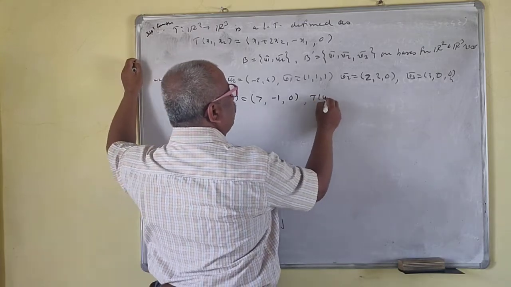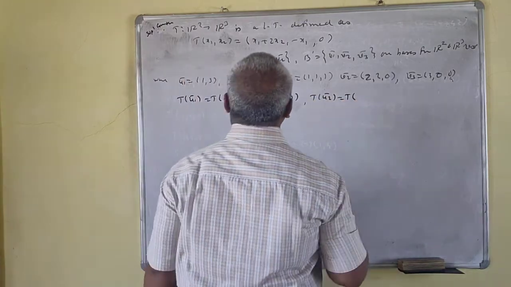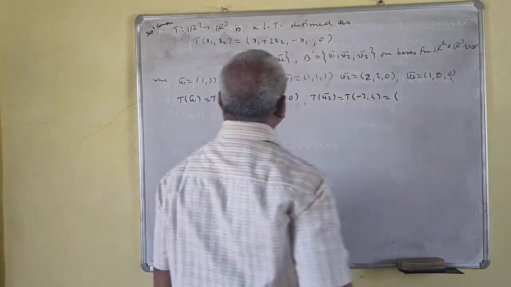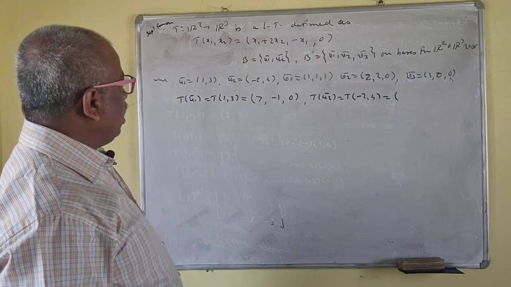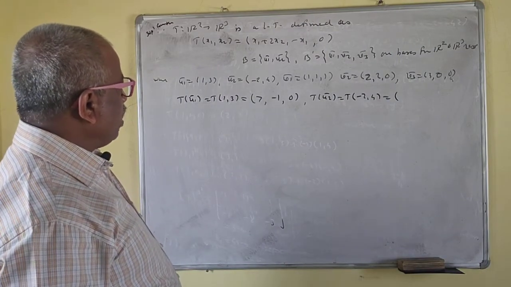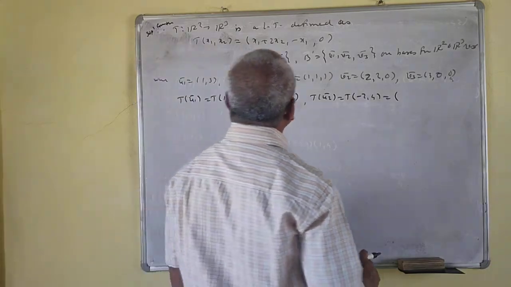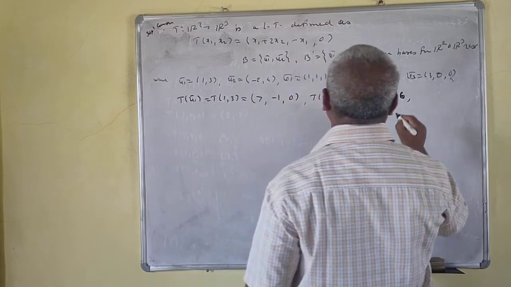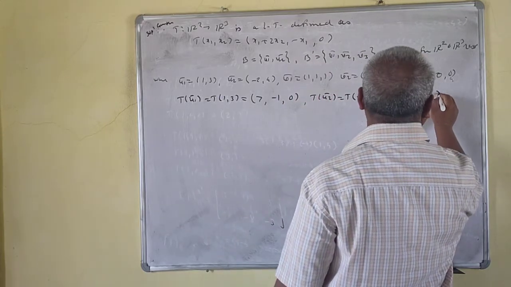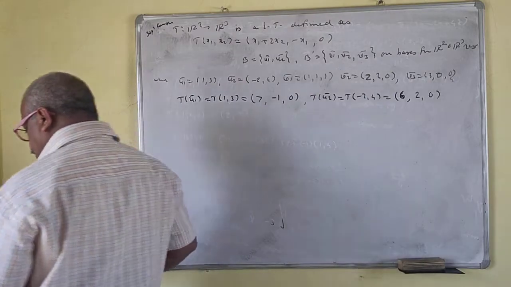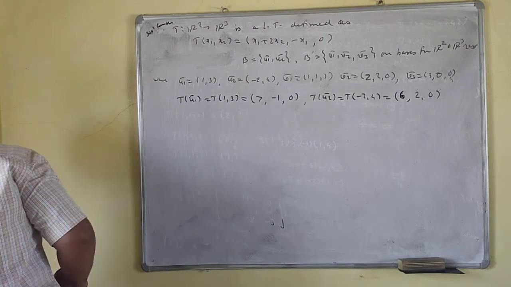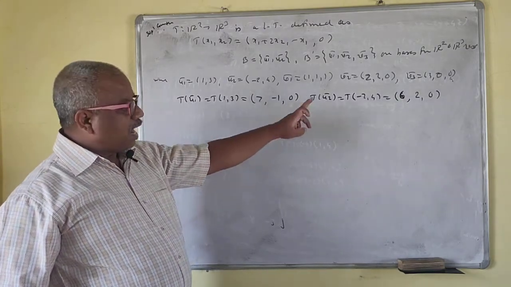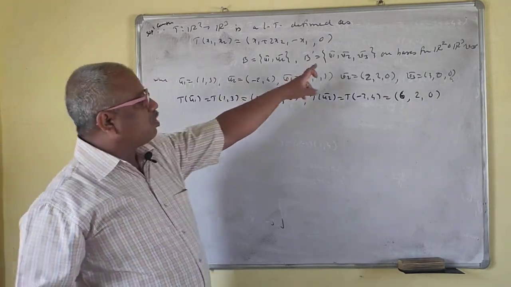So T of U2 bar, where U2 bar is (-2, 4). So x1 is equal to -2. So -2 plus 8 is 6, then this is 2 and then this is 0. So (6, 2, 0). Now you have to express this (7, -1, 0) and (6, 2, 0) as a linear combination of V1 bar, V2 bar, V3 bar.